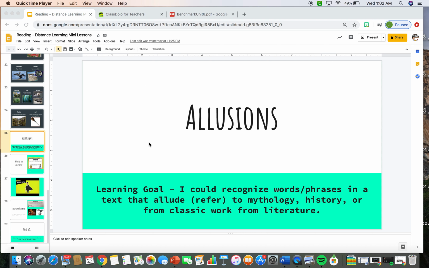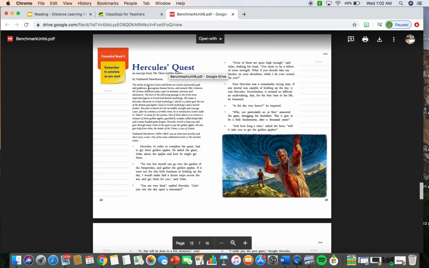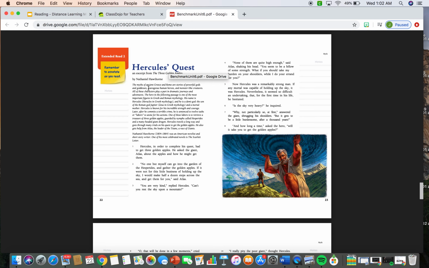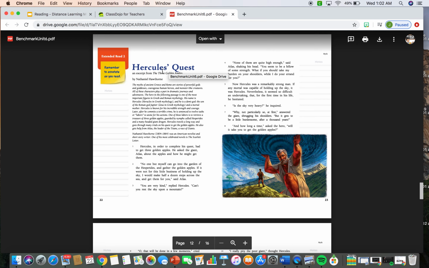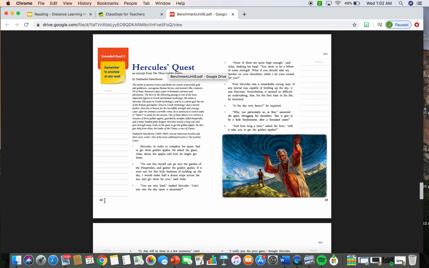So before we get started on what an illusion is, we're going to go over your task today. For Wednesday, Thursday, and Friday, your task is to read Hercules' Quest in your Benchmark Unit 6 booklet. I believe it's page 22 to page 29, so it's a pretty long read. But I think all of you will enjoy it very much.